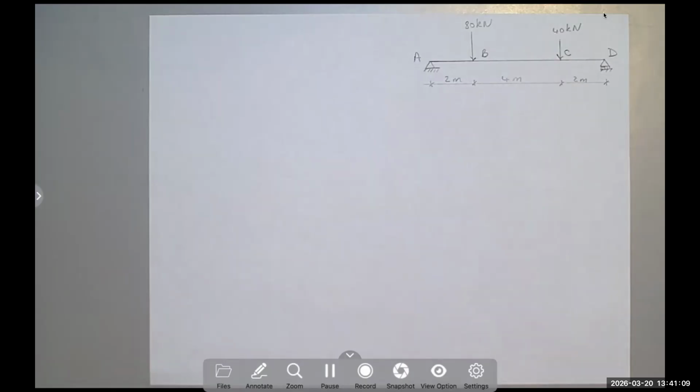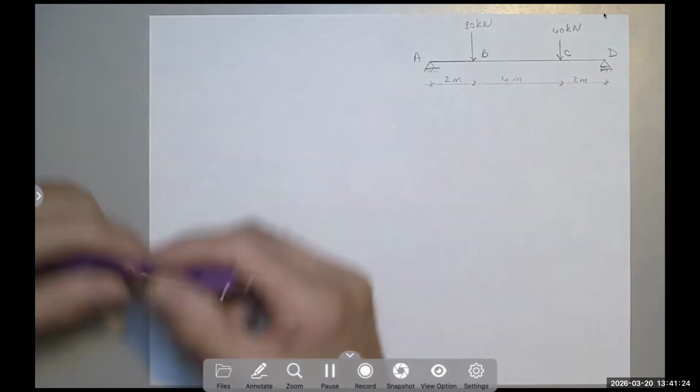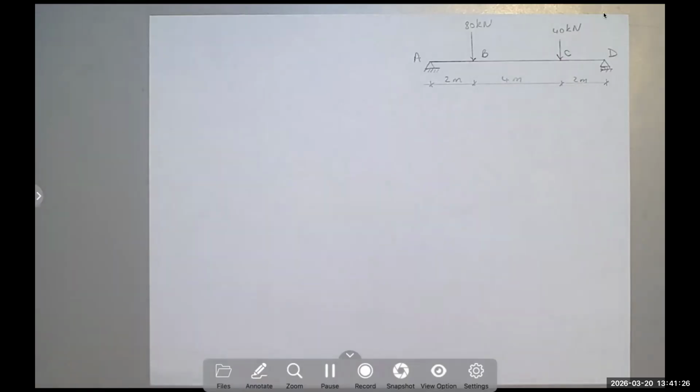Today, we have the second session of the Moment Area Method. Last time, we had an easy example with a cantilever beam. The easiest thing about the cantilever beam is that at the fixed support, there is no rotation and there is no deflection. So we had a point to start from.